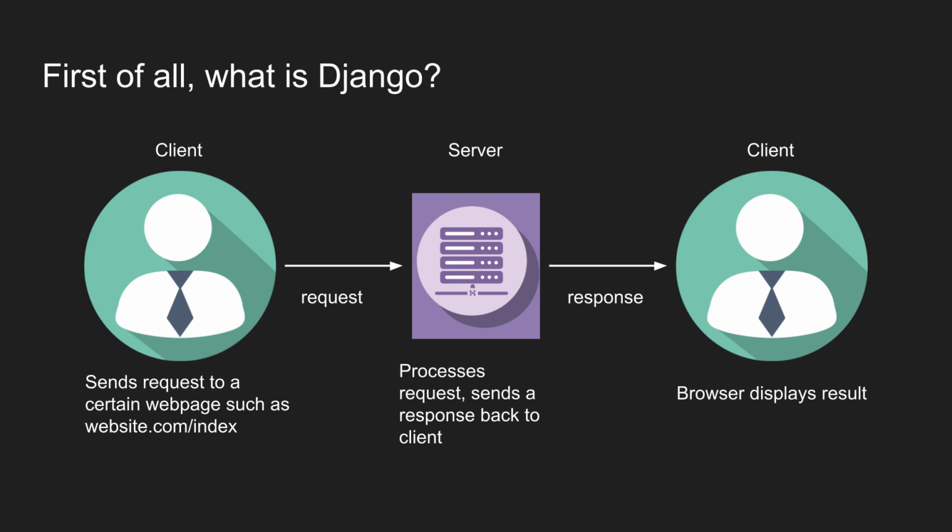Here's how Django, and any other framework really, works. You have the client, which is you, a person browsing something on the internet. Let's say you go to a link, such as website.com/index. That means you're making a request to that web page. This request then goes to the server, where our Django app lives. Our application processes the request and sends a response back to your browser. Your browser then displays that result.